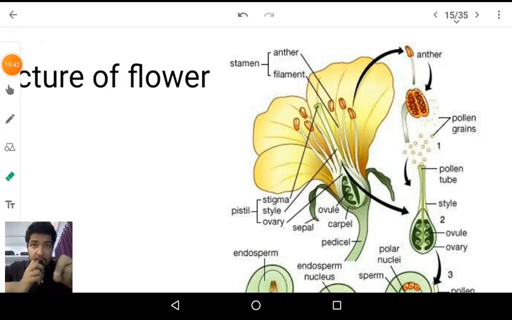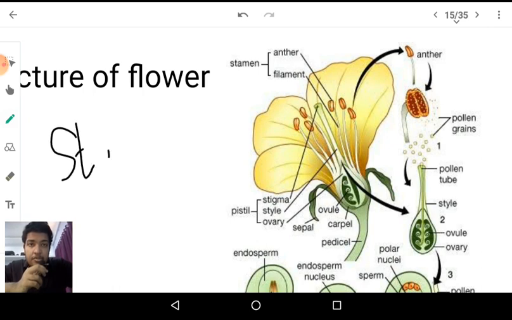Essential whorls are those which are required for the process of reproduction, and accessory whorls are those which attract different organisms for the process of pollination. So essential whorls include the male reproductive system as well as the female reproductive system. The male reproductive system in a flower is known as the stamen, and the female reproductive system in a flower is known as the pistil.